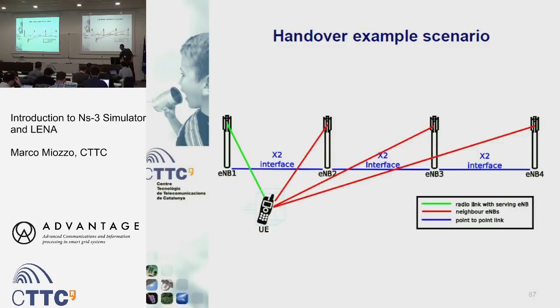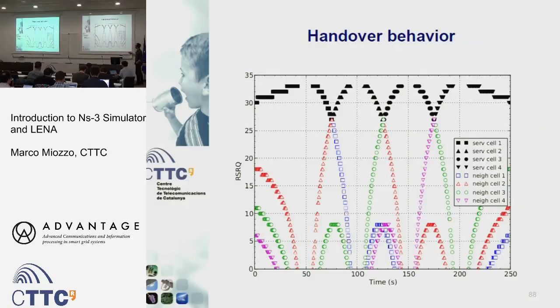So this is actually an example in the code. You can generate these graphs in which you can see that the user has this kind of behavior from a signal power perspective, and these are the powers of the different cells. So when it is attached to serving cell 1, here it's attached to serving cell 1, then it is detached from eNodeB 1 and attached to the next one, and so on.